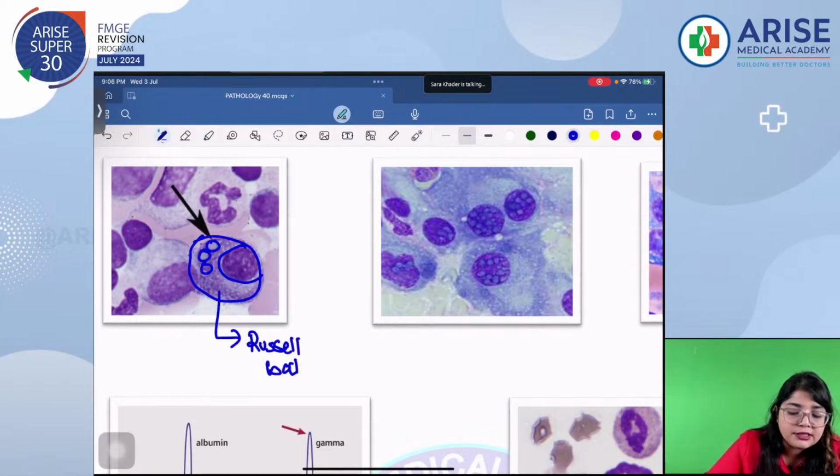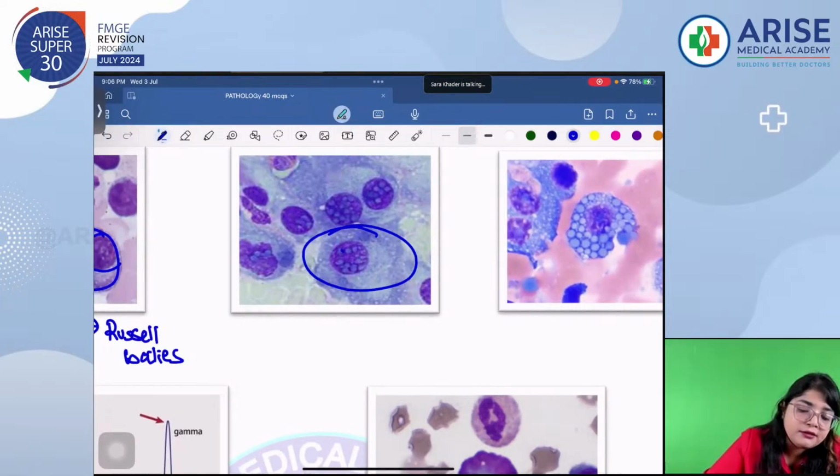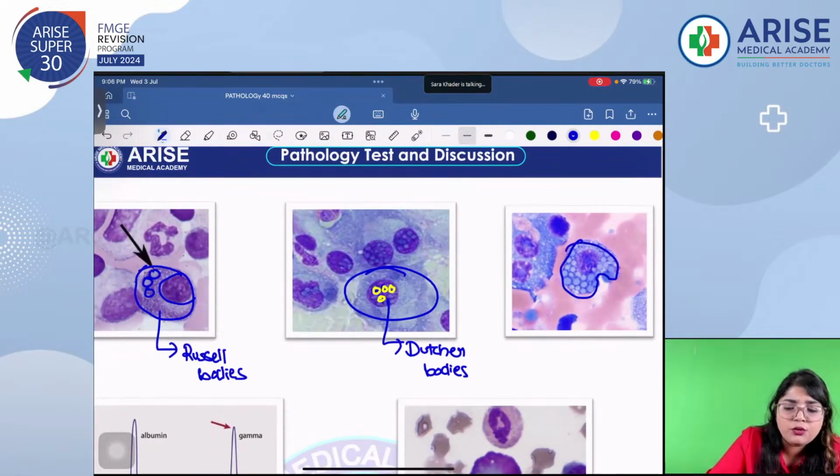What about these cells? See, you have the inclusions in the nucleus. These nuclear inclusions are your Dutcher bodies. Then you have this grape-like cell where the whole cytoplasm is filled with immunoglobulins. This is your Mott cell.